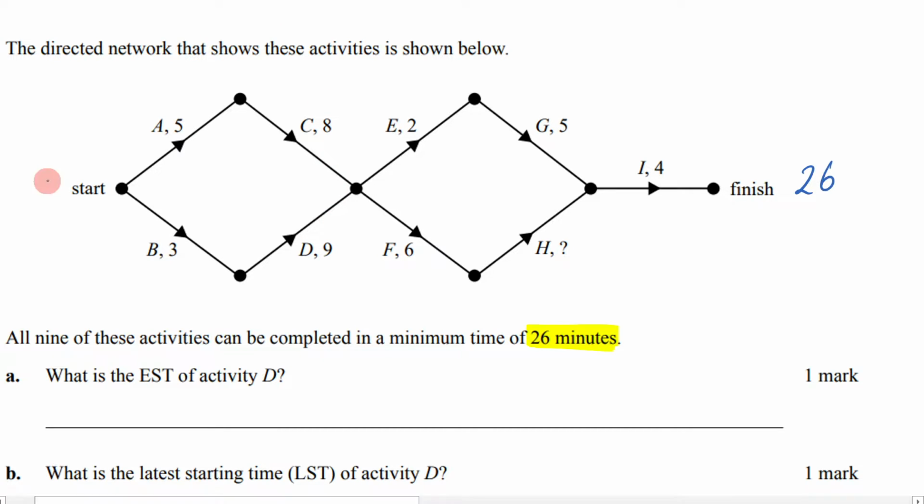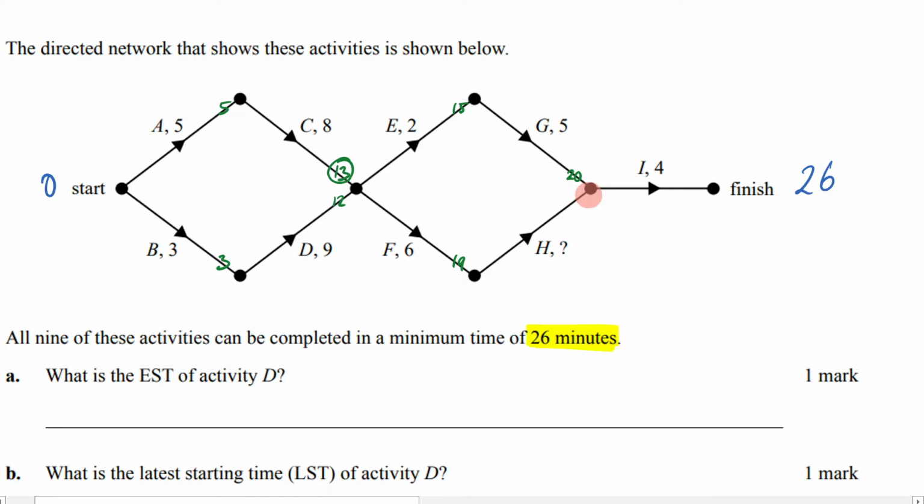So remember, you always start at time 0, and then I'm going to do my forward scan in green. I'm going to say that this is 5, this is 3, 5 plus 8 is 13, 3 plus 9 is going to be 12. So that means 13 is the bigger number there. So you circle it. Now you use this one going forward. 13 plus 2 is going to be 15. 13 plus 6 is going to be 19. 15 plus 5 will be 20. 19 plus something, I don't know.